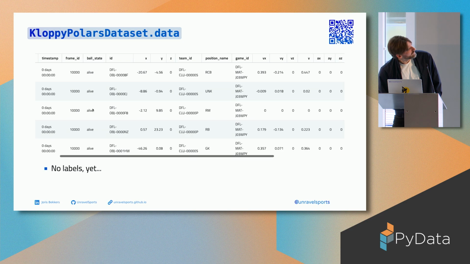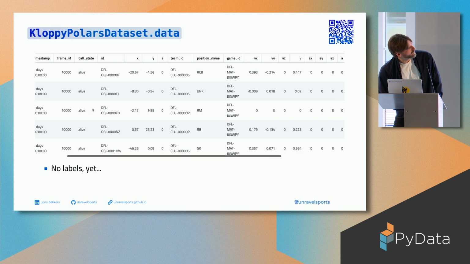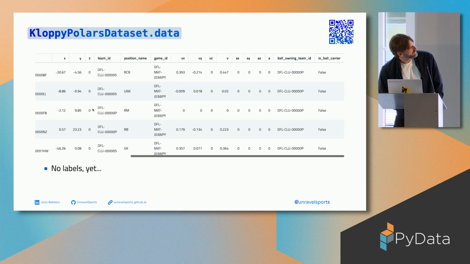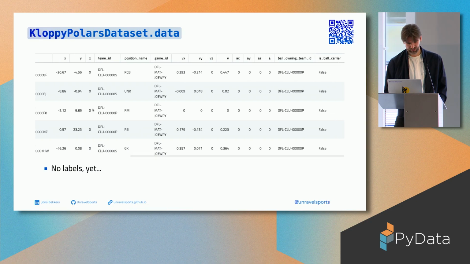We record the ball state, so if the ball is out of play, we can filter that out. We have player IDs, X, Y, Z coordinates, team IDs, a whole bunch of stuff: velocity, acceleration, and their components, and whether the player is the ball carrier. So this is what we're going to use.